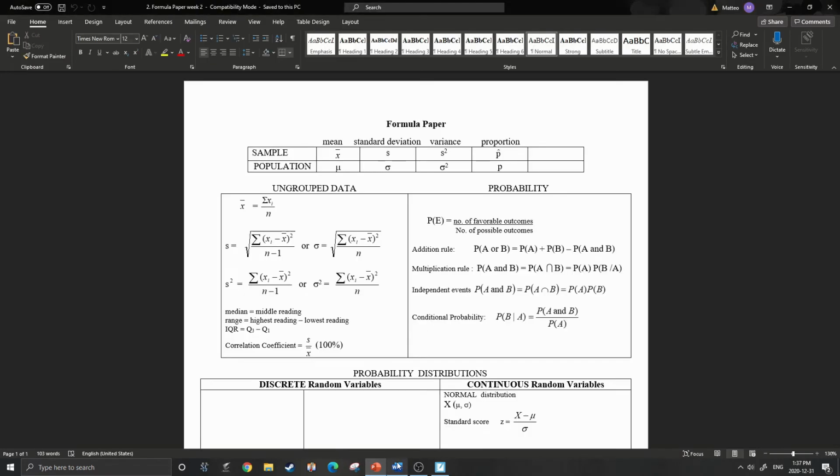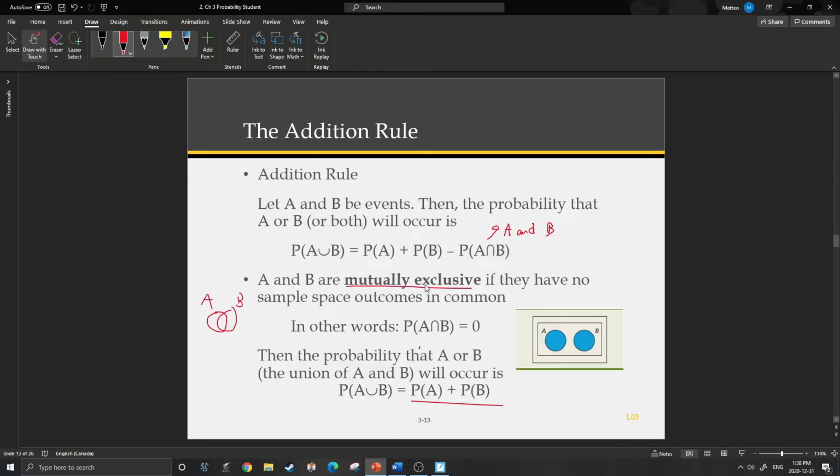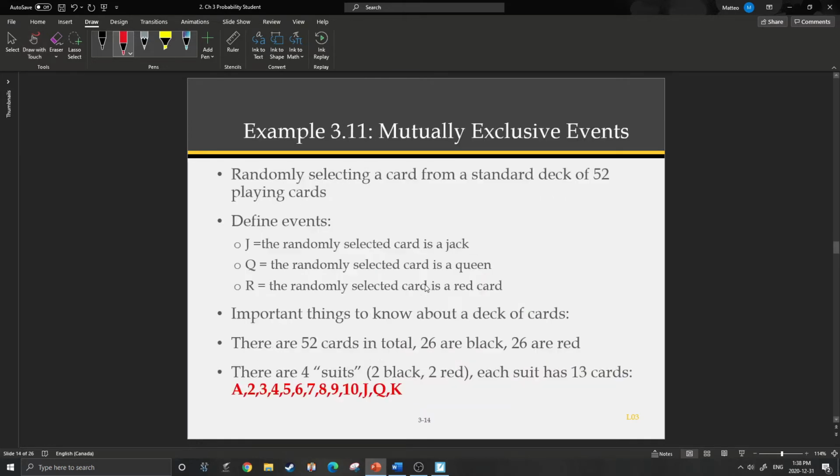Okay, so all we're saying is, look, this is our formula for probability of A or B. If this section is 0, well then the formula just becomes probability of A plus probability of B. When is this section 0? If the events are mutually exclusive. And we'll talk about that a bit more.